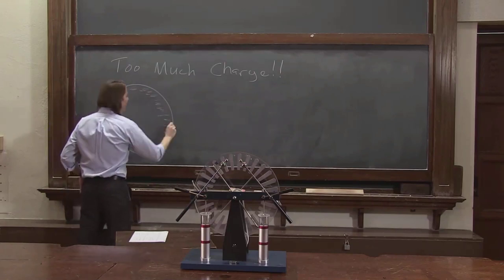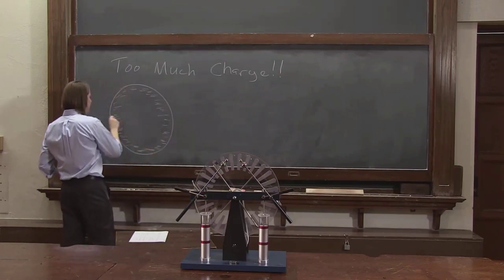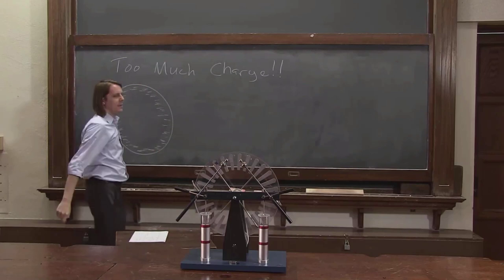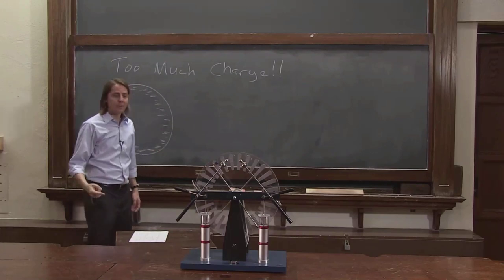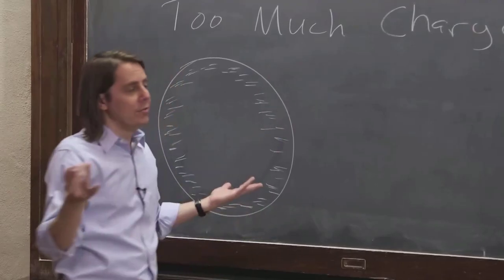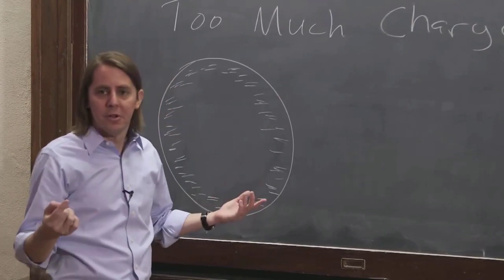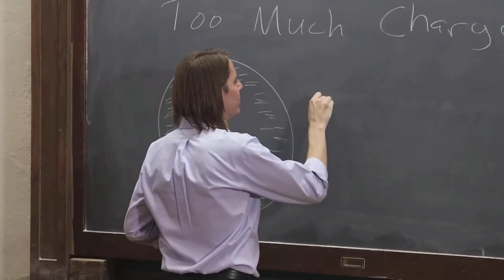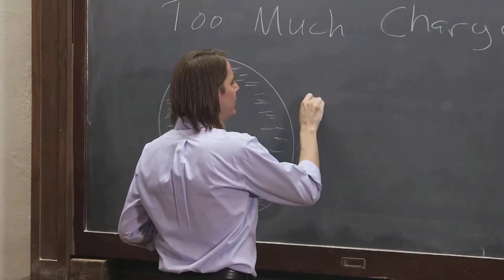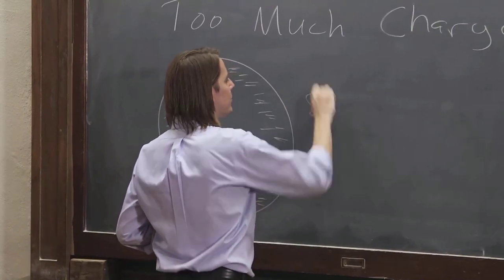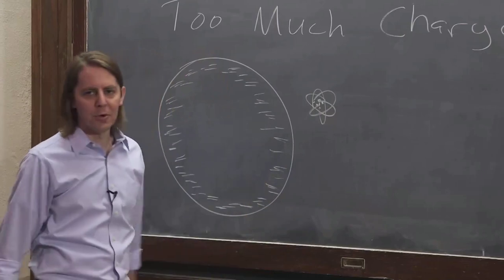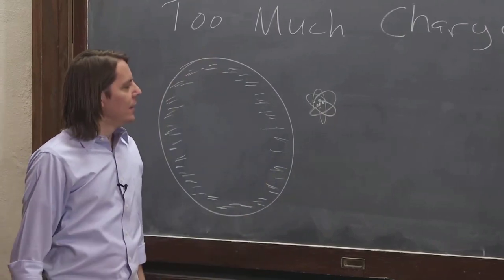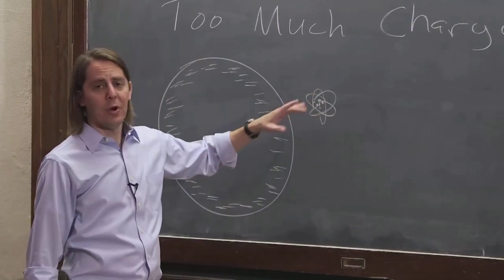Well, the interesting thing that happens is actually not in the metal. It's in the air near the metal. So in the air, what do we have? We have oxygen, we have nitrogen, we have a lot of things. I'm going to pretend we just have neutral air molecules, okay? So let's say we have a nucleus here, and it has some electrons going around it. Neutral air molecule. Now we talked about ions, we know ions can be formed.